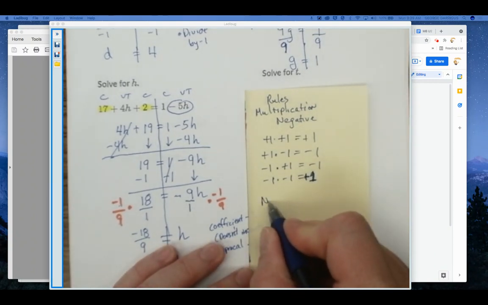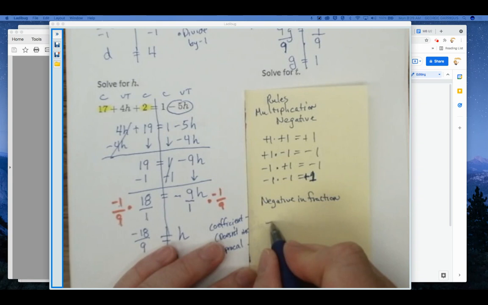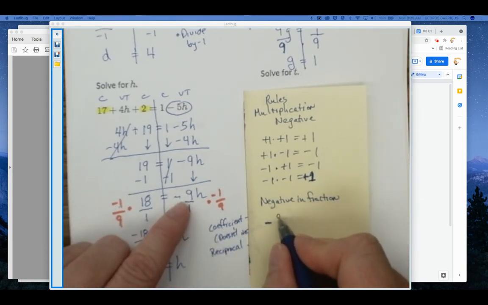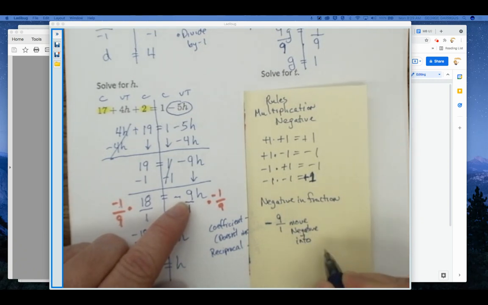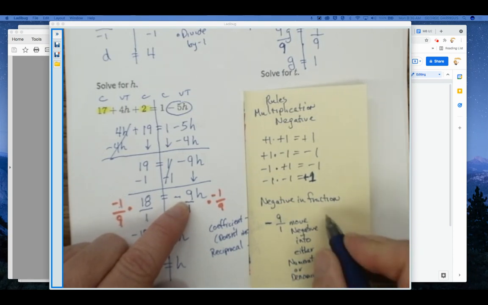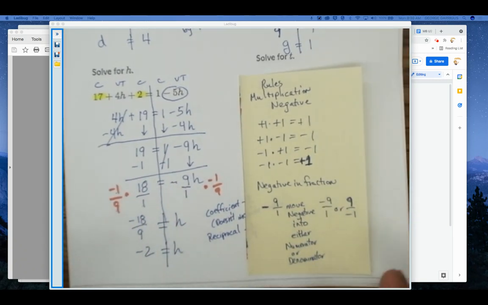Also, what is the negative sign in a fraction? The negative sign in a fraction, let's say I had this negative, well, let's just use 9 over 1. That negative sign could go into one of these, negative or positive. So you can move the negative into either the numerator or the denominator. So I could get negative 9 over 1, or I could make it 9 over negative 1, like that. So we got all that working for us.